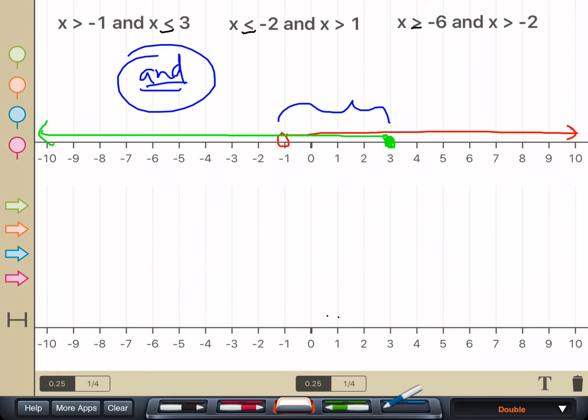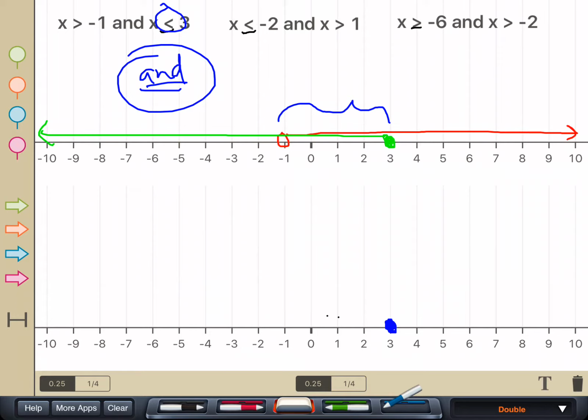So if we take a look at the extreme right, 3 is in both of the sets, because the 3 is colored in here in green, and it's in the red portion in red. 3.1 is not in both sets. 3.1 is part of the red set, x is greater than -1, but it is not part of the green set, because 3.1 is not less than or equal to 3. So 3 is going to be our extreme right edge of our new compound inequality graph.